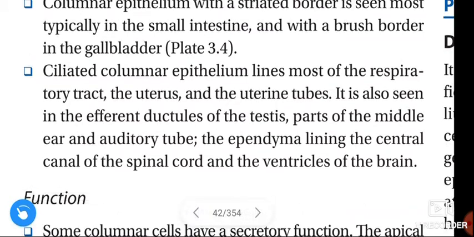See once again, ciliated columnar epithelium lines mostly the respiratory tract, uterus, uterine tubes. It is also seen in the efferent ductules of the testes and parts of the middle ear, auditory tube, the ependyma lining the central canal of the spinal cord and ventricles of the brain.